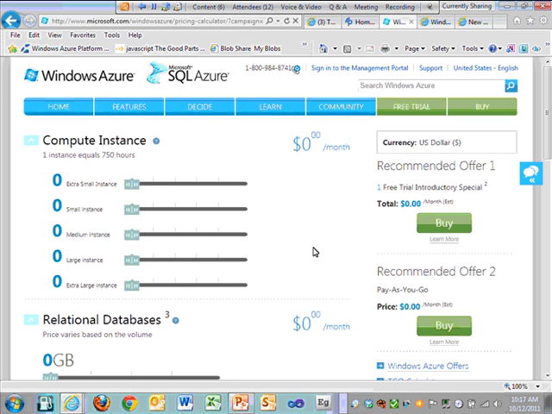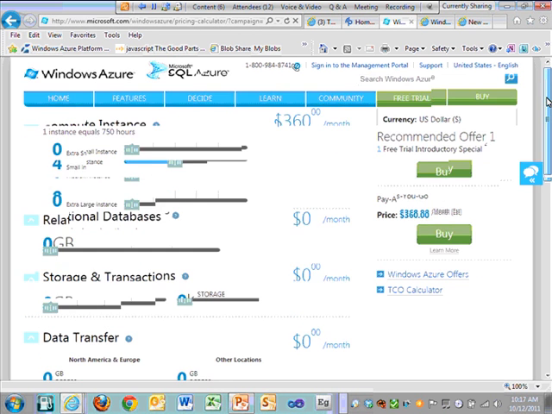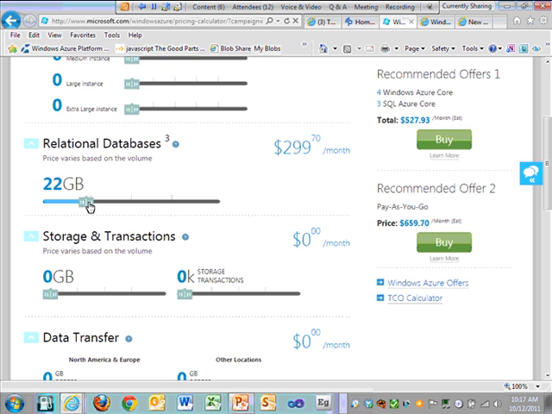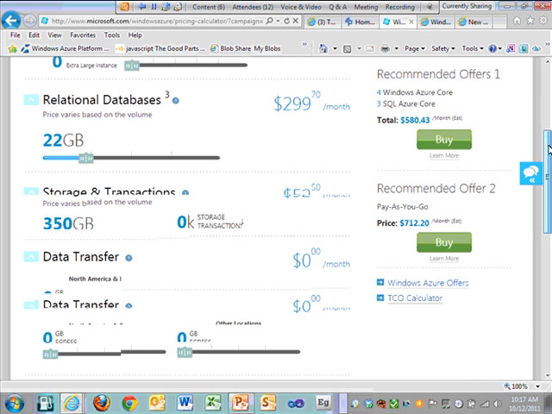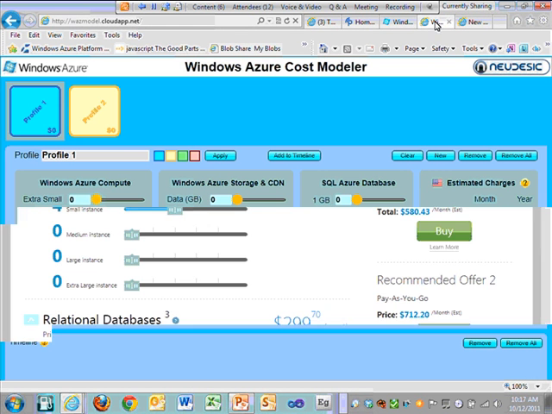So the one is Azure.com site. This is the pricing calculator that's been redone, and again, you can see it's very, very pleasant to use and simple. So you choose a compute instance, database size, and such, and you're good to go. The Windows Azure Cost Modeler is here.